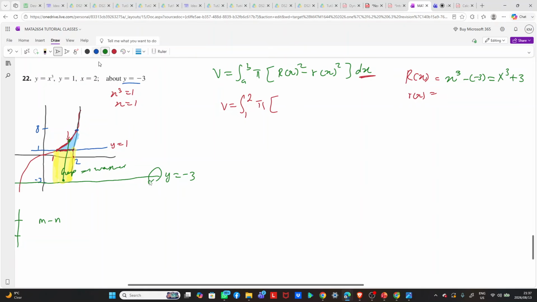What about for this line? If we go from here, the line y equals 1, to the center, we can see that now we'll have 1 minus minus 3. So this gives us 1 plus 3, which is 4. Okay, so then you plug it into the formula, you will have the following: x cubed plus 3 to the power 2 minus 4 to the power 2 dx. Then you expand and you find the volume.